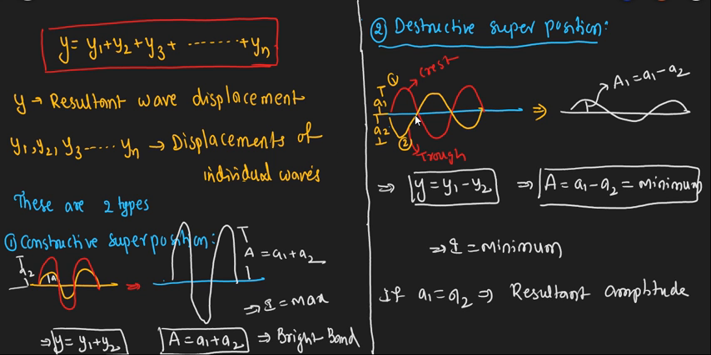This is the destructive superposition. In the destructive superposition, the resultant displacement is minus. We have to subtract them. If A1 is equal to A2, then what are you getting here? The resultant amplitude is 0. Resultant amplitude is equal to A1 minus A2. But A1 and A2 are equal, so A will be 0. Then we will get the dark band. Okay, in the destructive superposition, we will get the dark band. In the constructive superposition, we will get the bright band, because intensity is increasing and amplitude is increasing here. Here intensity is decreasing and amplitude is decreasing, right? This is about the superposition.